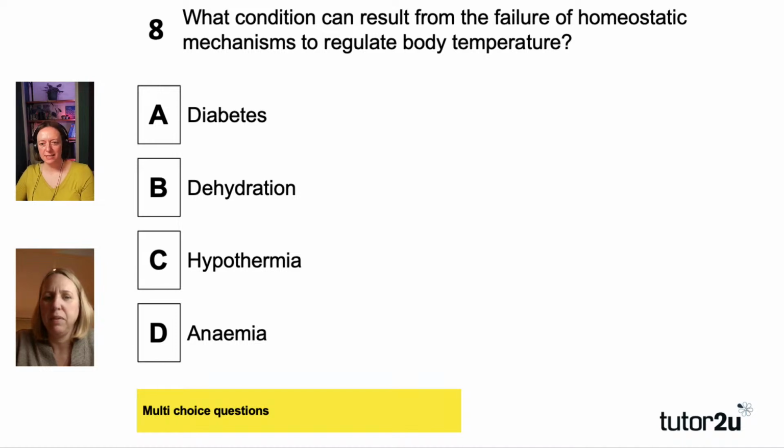Okay, I can see My Life, Princess, and Alicia all saying C. Person A has said B, and I can see where you're going with that one. Both focusing on the body temperature. So therefore, we're going to be thinking about hypothermia. Well done. Obviously, if you got warm, you could also become dehydrated. So well done.